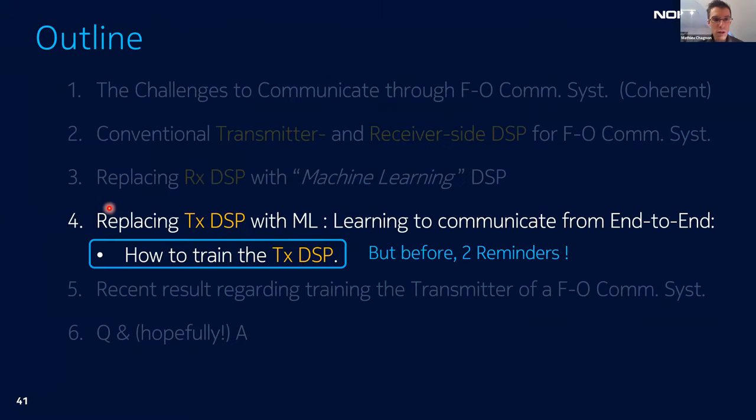Okay, so now this was Rx. How about TX now? If we can do TX, we can do end to end, the full system, right? Before I move on to TX, I want to go back in time to the earlier slide where I introduced two things, and go through two reminders.